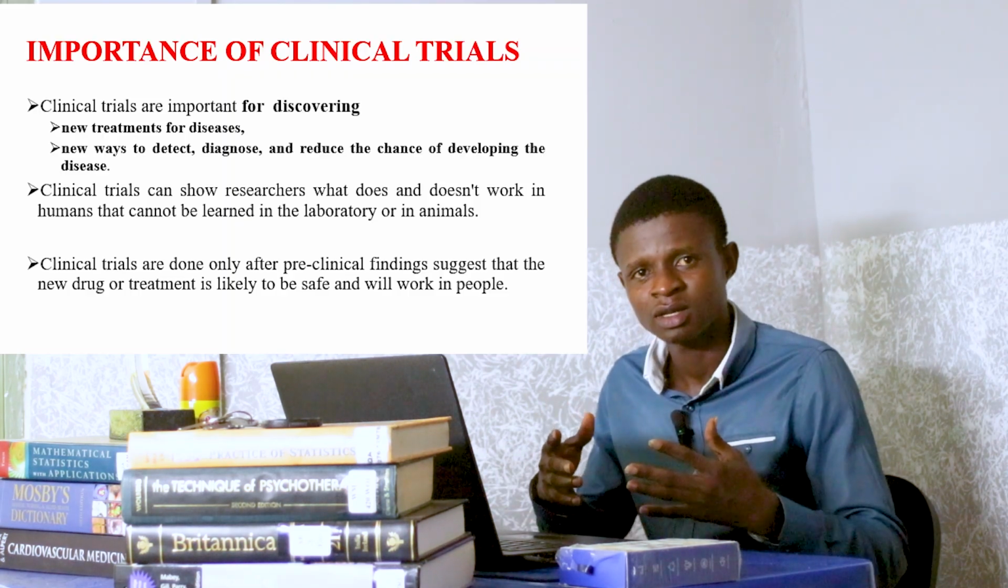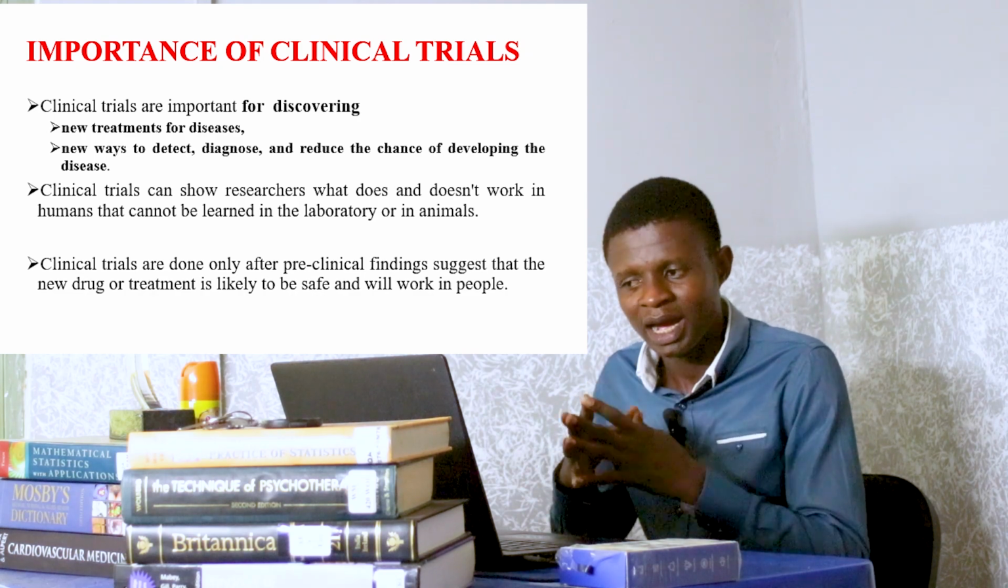So clinical trial can show researchers what does and doesn't work in humans, which cannot be learned in the laboratory or in animals. It tells what works best in humans and what doesn't work best in humans. That cannot be studied in the laboratory or in animal studies. So it is able to predict the best intervention that can work with humans.